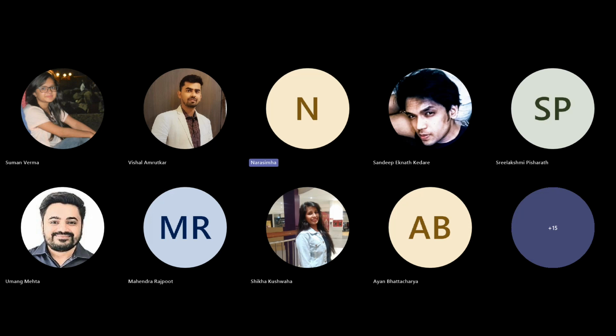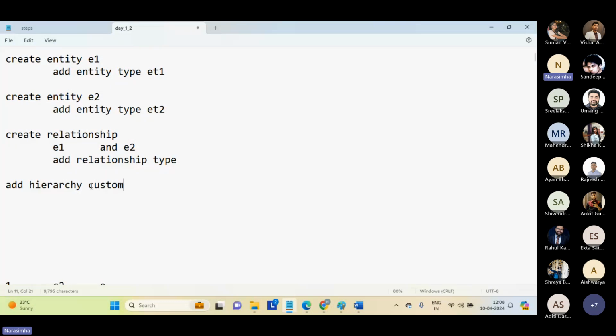Yes, I think now I can say right. Then add hierarchy with the name of, let us say, software hierarchy example. Right. So that's it. Now hierarchy is done. Entities, entity types, relationship types.